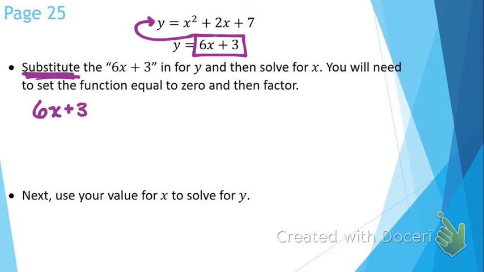So I would have 6x plus 3 equals what? X squared plus 2x plus 7. Interesting. I noticed something right now. What kind of equation am I looking at? Here's what I see. Whenever I see an equation that has exponents and the biggest exponent is a 2, I'm looking at a quadratic equation.